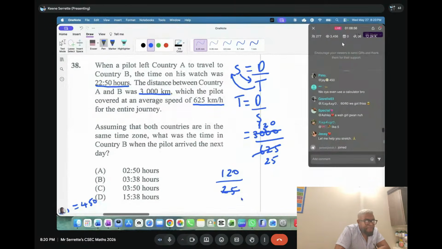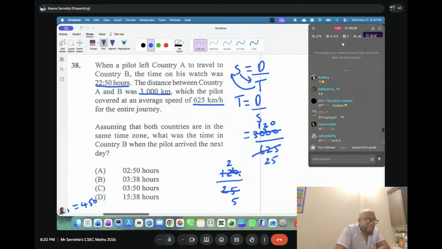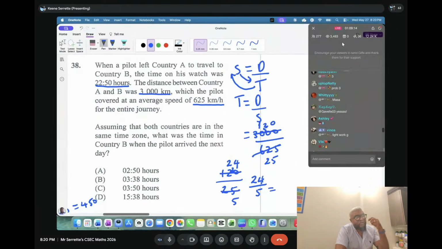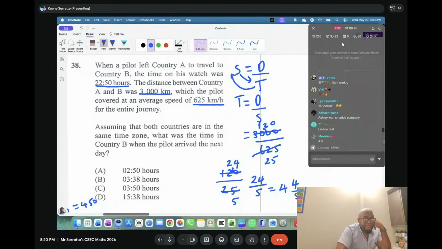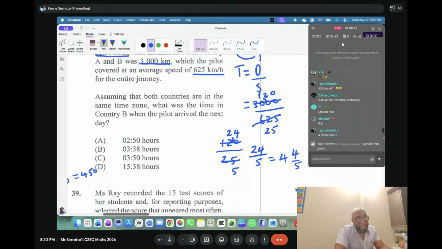Let's use 5 again now. 5 into 25 is 5. 5 into 120: 5 into 12 is 2, remainder 2. 5 into 20 is 4. All right? So 24 over 5. How many times could 5 go into 24? 4 times, remainder 4, so 4 and 4/5. So this will be 4 hours and 4/5 of an hour.